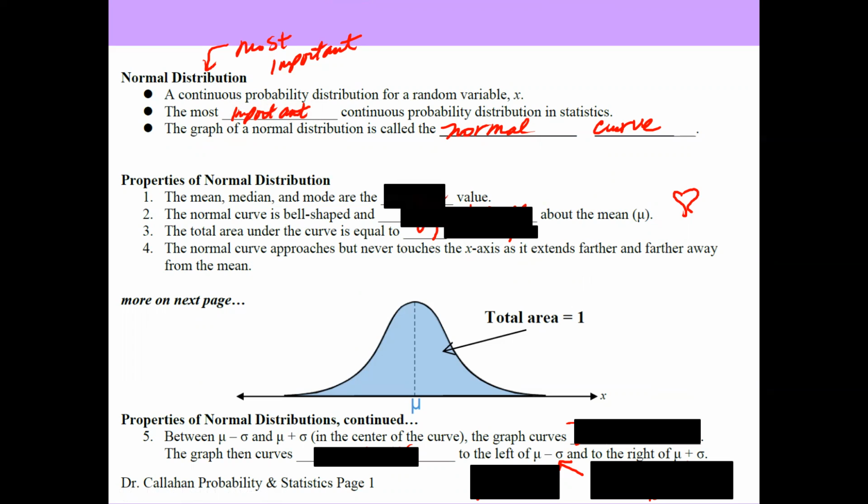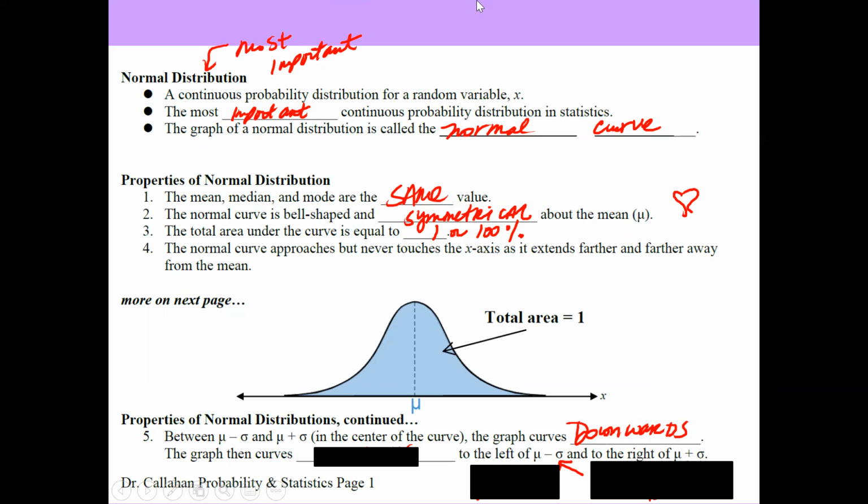The mean, median, and mode are the same value. The normal curve is bell-shaped and very symmetrical about the mean, which is the center. The total area under the curve is equal to 1 or 100%. The normal curve approaches but never really touches the x-axis as it extends further away from the mean.